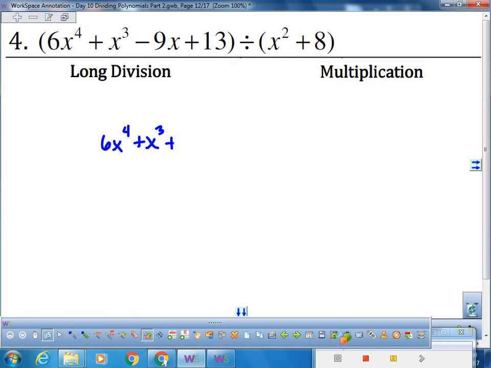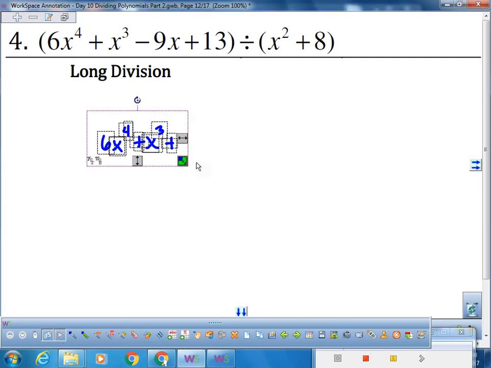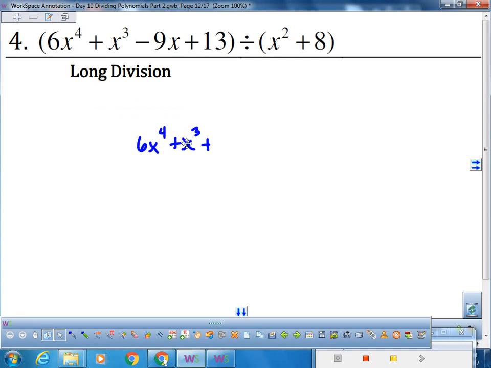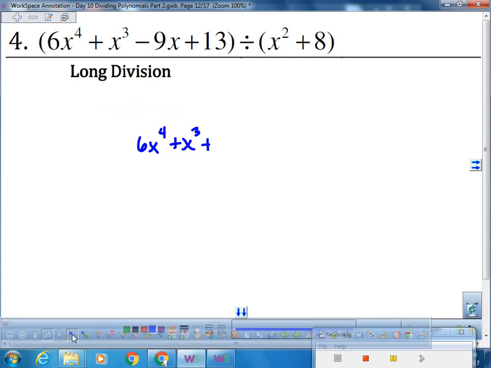I'm going to need some room for this one. There we go. Okay, lots of room. x cubed plus 0x squared. Tell you what, after number 4, no more checks. How about that? 4 checks, that was a lot. Okay, 6x to the 4th plus x cubed plus 0x squared minus 9x plus 13.